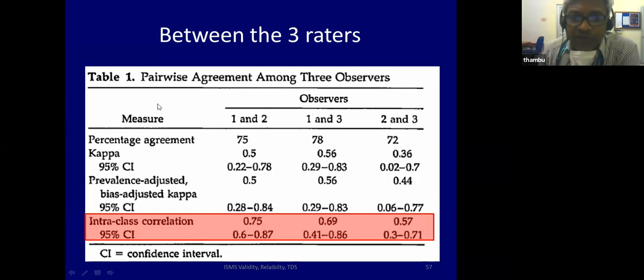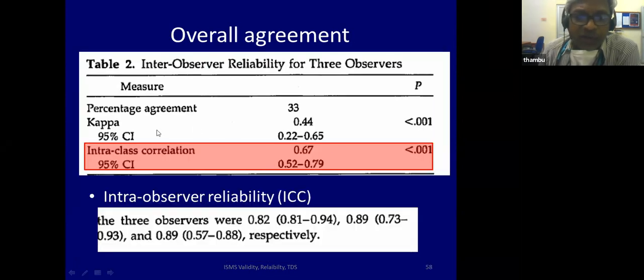We can also give an overall agreement. The overall intra-class correlation, ICC, between all three was 0.67, and this was the confidence interval for that 0.67. They also gave a kappa for this particular agreement. Now remember, I told you they also did intra-observer measurement.